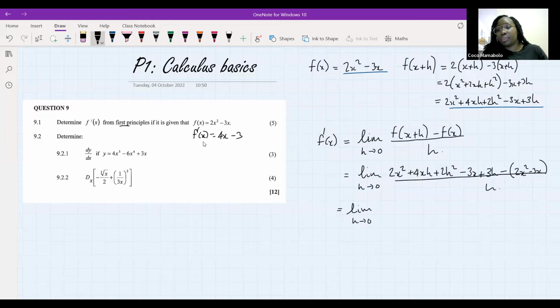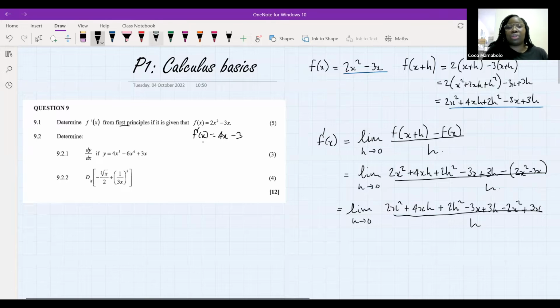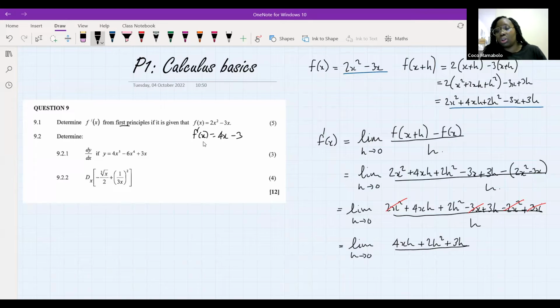I'm going to get 2x squared plus 4xh plus 2h squared minus 3x plus 3h minus 2x squared plus 3x all over h. My 2x squared and my 3x are going to cancel. So 2x squared minus 2x squared will cancel. Negative 3x plus 3x will cancel. And then what I will have left, my limit as h approaches 0 of 4xh plus 2h squared plus 3h all over h.